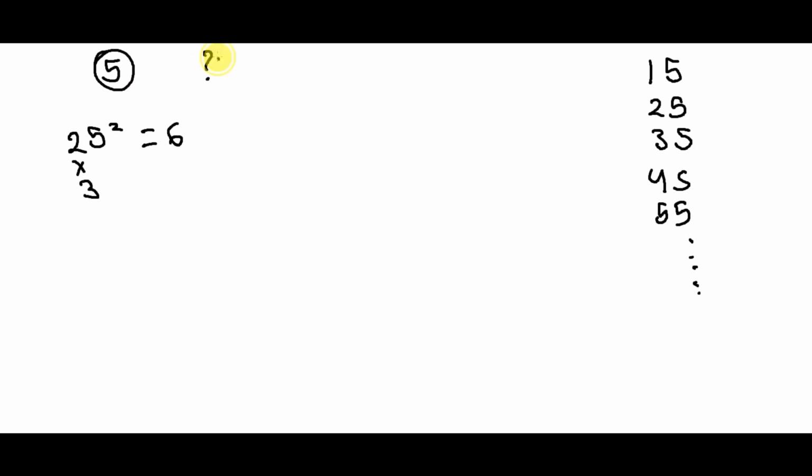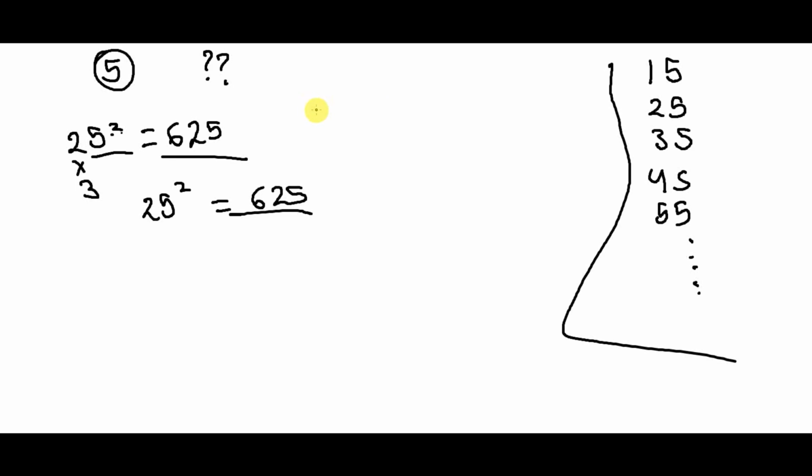But first, what is squaring? Squaring is multiplying a number by itself. And just as we know, 5 square is 5 into 5, which is 25. And as the result, 25 square equals 625.